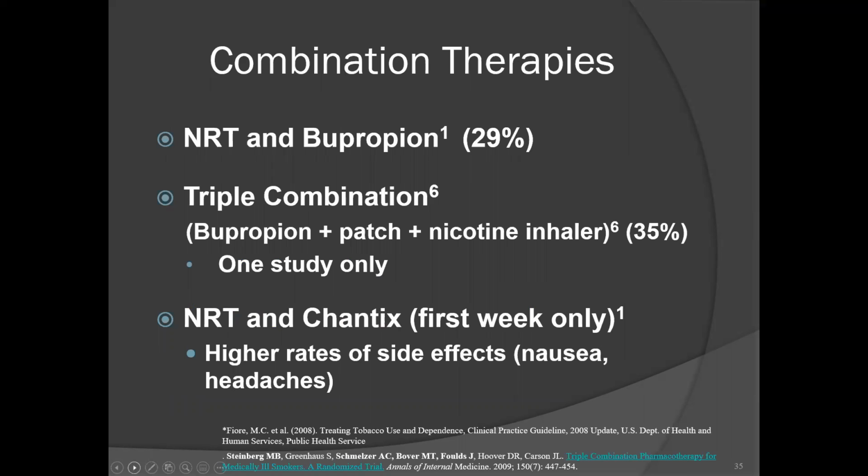Combination therapies, coming down the home stretch here: nicotine replacement and bupropion, really taking it to almost a 30% chance of quitting. The triple combination is even a little bit higher than that, and then nicotine replacement and Chantix, only looking at that for the first week, as you think about the mechanism of action for Chantix as well. While you can get synergistic effects on the positive end of things, you can get synergistic effects on the negative end. You can have higher rates of side effects such as nausea, headaches, and insomnia.